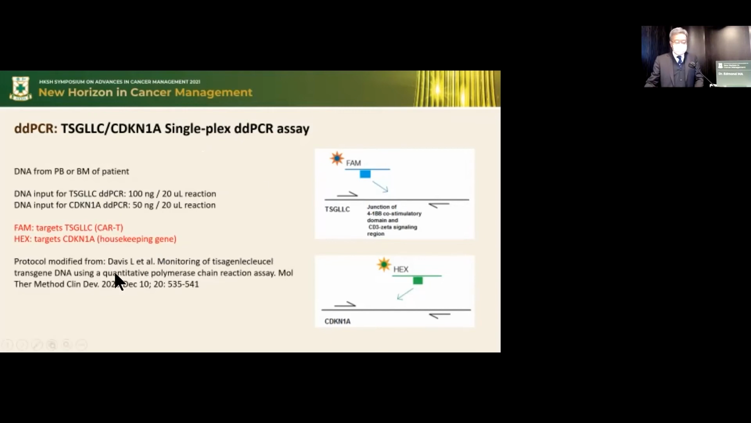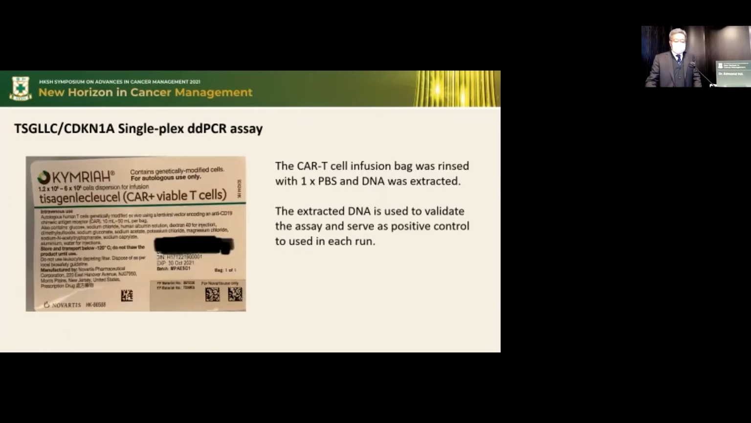And this is based on another real-time PCR paper from Davis et al. But mind you, ours is a ddPCR; we modified it from a quantitative real-time PCR to a ddPCR method. We were also fortunate to get hold of some positive control cells: we use the empty bag post-infusion, rinse it with saline, and then extract the DNA to serve, first of all, to validate the assay, and then as a positive control in each run.